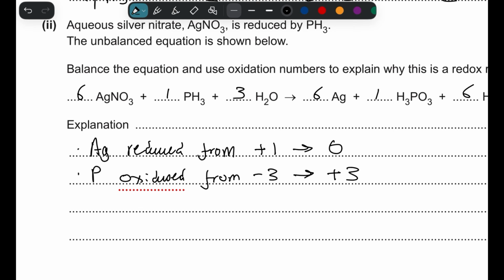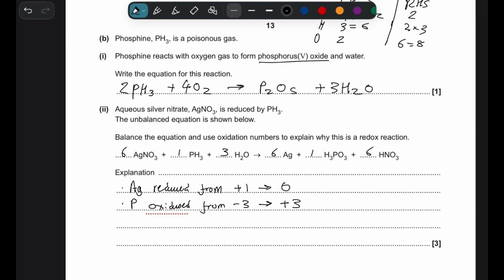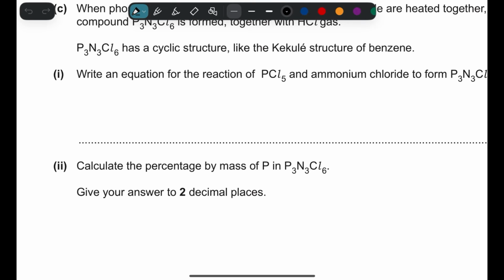So in that case, that's why we have a redox reaction, yeah? We have oxidation and reduction happening in the same equation. That will be fine for you. Okay, some more equations to do.